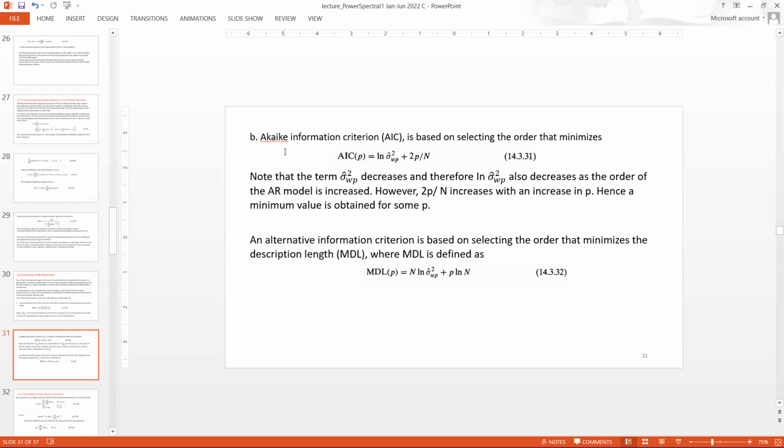এখন আমরা দুইটা পদ্ধতি দেখলাম, হাউ টু সিলেক্ট the order. There is another alternative method. Alternative method equation হলো minimizes the description length, MDL. So MDLP also here is another equation which will optimize the value of P.